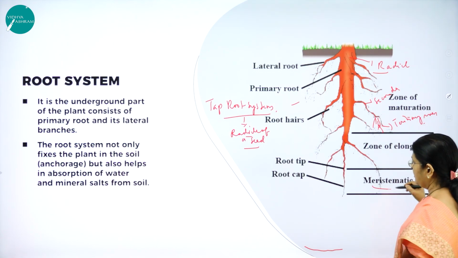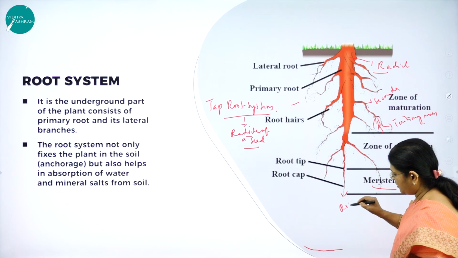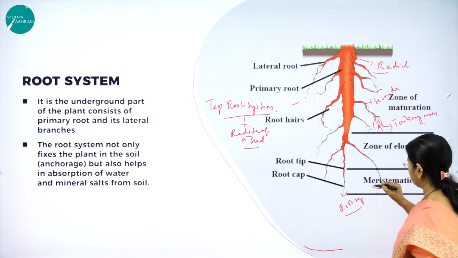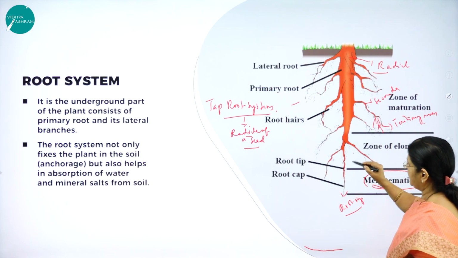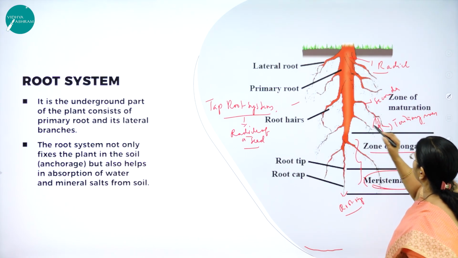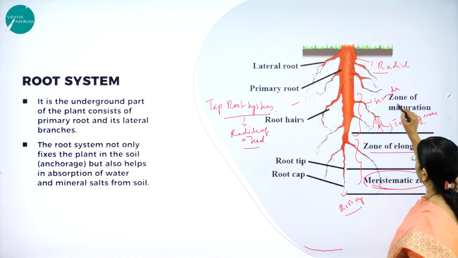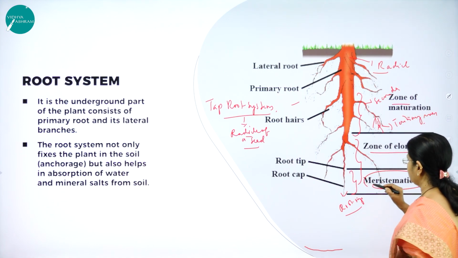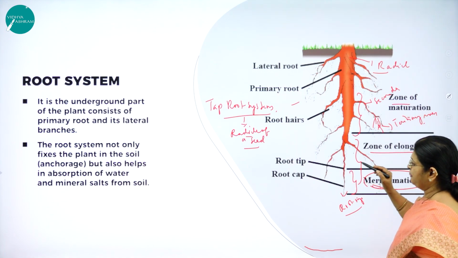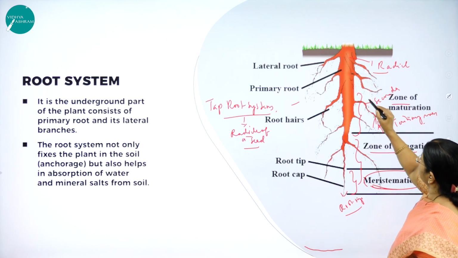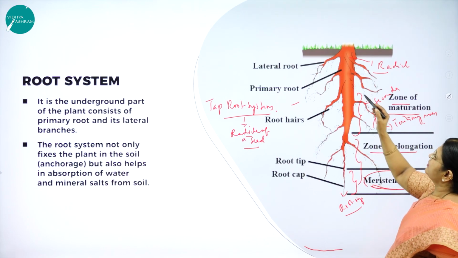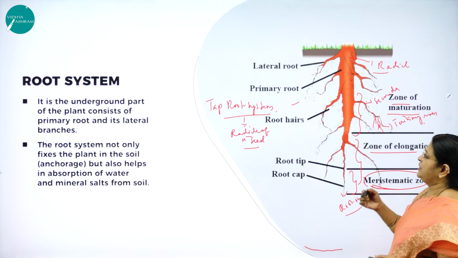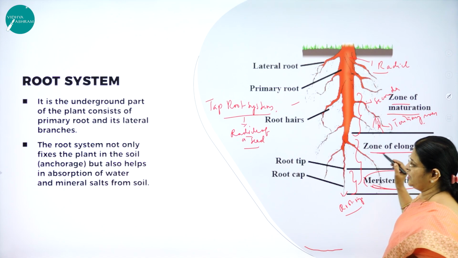Here you can see the root tip. The root tip has meristematic tissue, which has an active rate of cell division. Here this part is called the zone of elongation and this is called the zone of maturation. This is called the zone of meristematic activity, this is the zone of elongation, and this is the zone of maturation, where you come across the primary root giving rise to what? Lateral roots, that is the secondary and the tertiary roots.